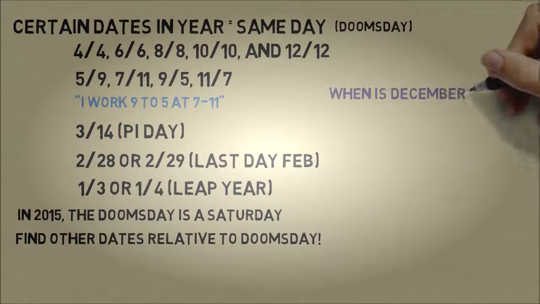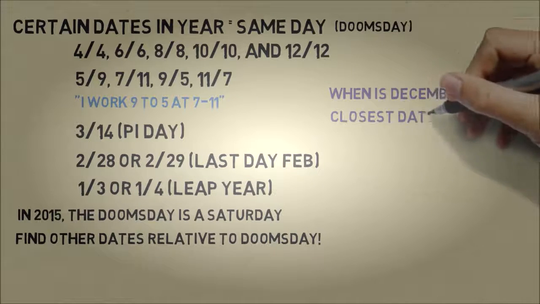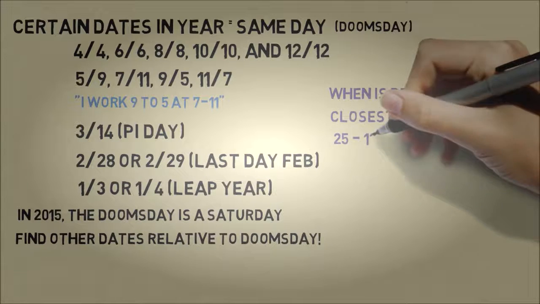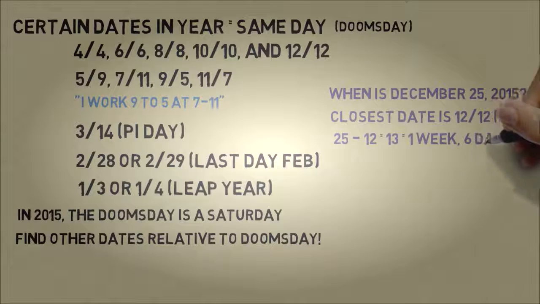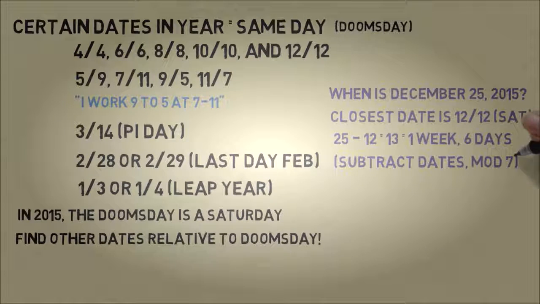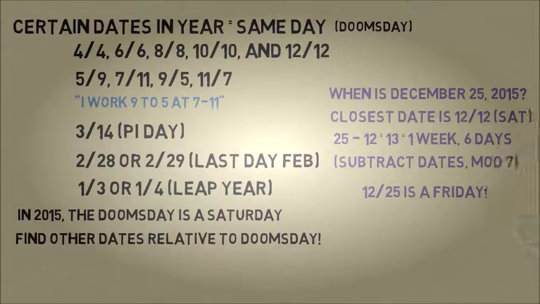Let's do another example. Let's try and figure out when Christmas of 2015 will be. The closest memorable date is 12/12, which we know falls on a Saturday. The 25th is 13 days later, which is 1 week and 6 days later. Mathematically, if you're good at this kind of stuff, you can think about this as using modulo arithmetic. You can subtract the dates and reduce them modulo 7. But basically, since we know the 25th is 1 week and 6 days later, we know that December 25th will be a Friday.